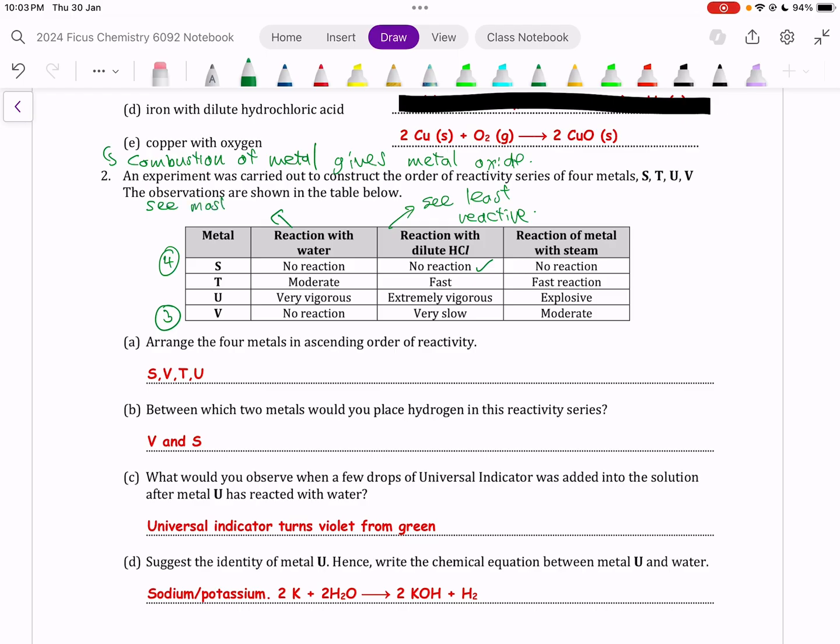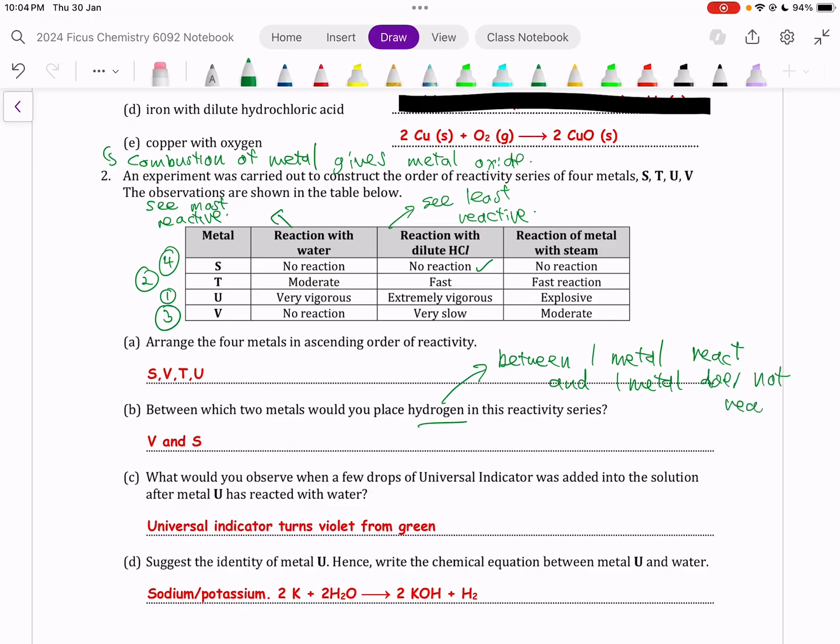Then water, usually you can see the most reactive metals, because only the most reactive react with cold water. So this is vigorous, number 1, and this is number 2. Alright, and where do you place hydrogen? You place it between one metal that reacts and one metal that does not react.